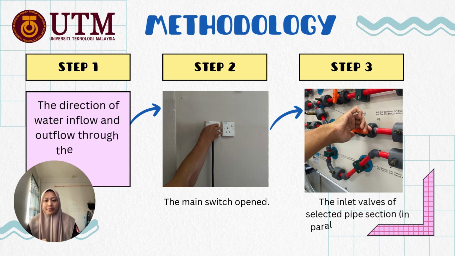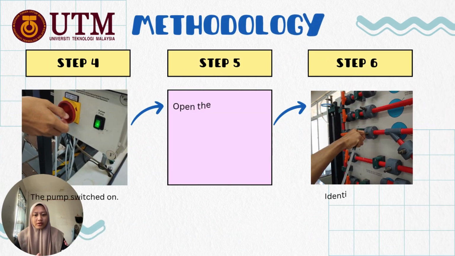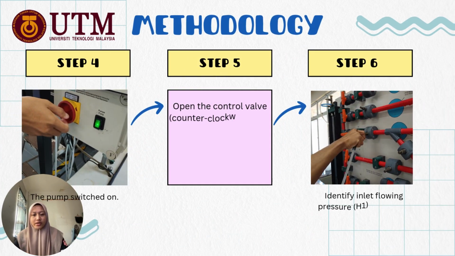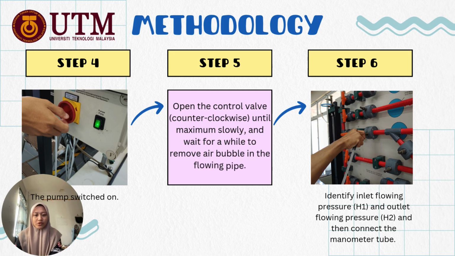For the first step, the direction of the water inflow and outflow through the pipe was determined, and then the main switch was opened. Next, the inlet valve of the selected pipe section in parallel was opened. Okay, next, switch on the pump, and then we open the control valve counterclockwise to the maximum slowly and wait for a while to remove air bubbles in the flowing pipe.